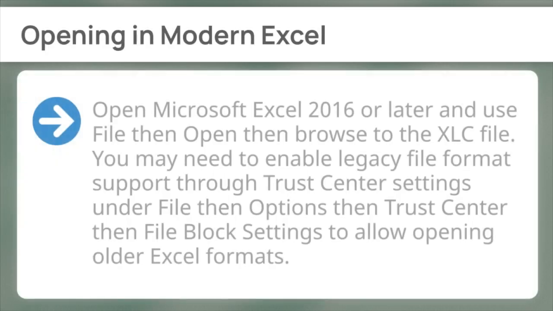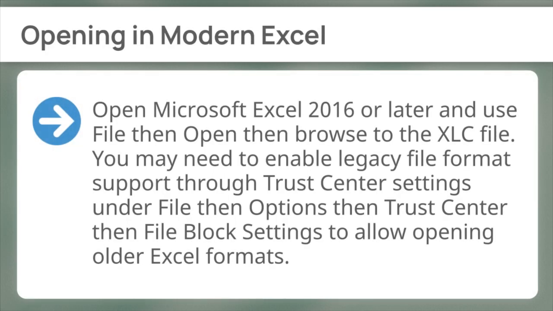First, opening in modern Excel. Open Microsoft Excel 2016 or later and use File, then Open, then Browse to the XLC file. You may need to enable legacy file format support through Trust Center settings, under File, then Options, then Trust Center, then File Block settings to allow opening older Excel formats.